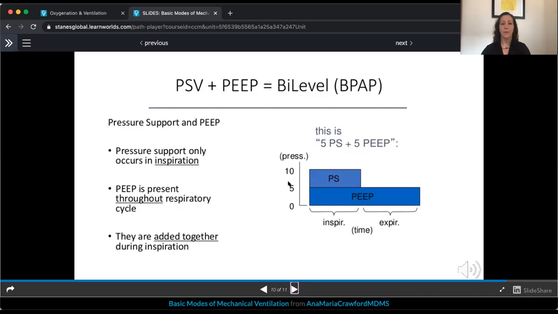PEEP is present throughout. So when the patient inspires, pressure support is added, okay? But PEEP is always there. So as they expire, they have PEEP present to prevent the closure of alveoli, okay? They're added together during inspiration. You see PEEP is always there, but during inspiration, you add that pressure support. So actually during inspiration, this patient is seeing a pressure of 10, and during exhalation, they're only seeing 5, okay? So 5 of pressure support plus 5 of PEEP. Okay, this is bi-level.